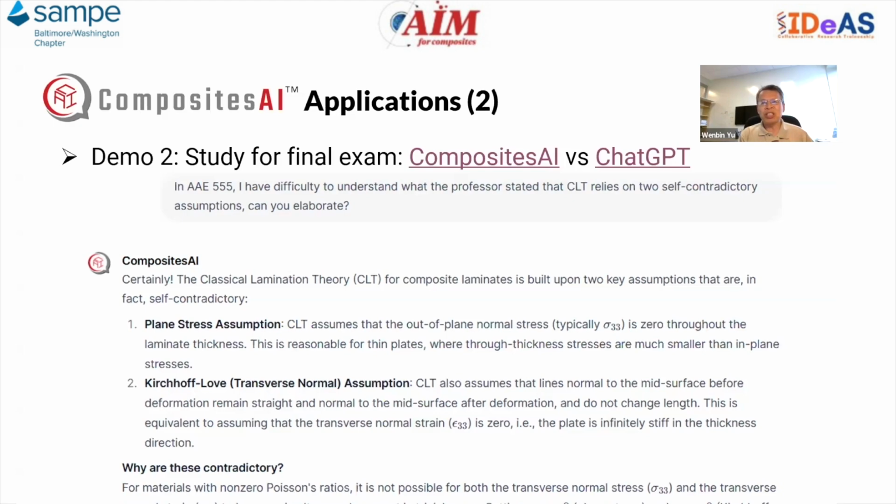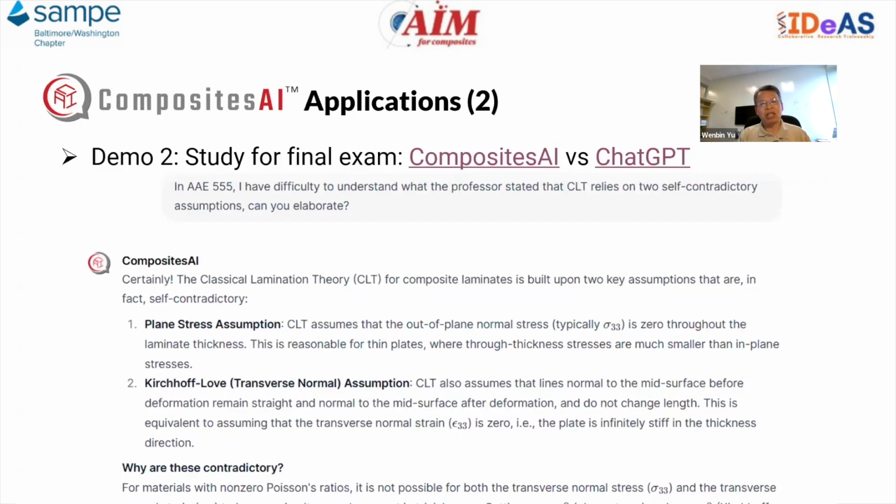So they ask a simple question. In my class, because it's open book, open notes, open everything when you go to the final exam, it really requires you to have a good understanding of the material. So in my class, when we talk about the classical lamination theory, I talk about this: the traditional classical lamination theory relies on two self-contradictory assumptions, and students sometimes have difficulty getting it. And if you ask composite AI, it will answer you about these two self-contradictions.